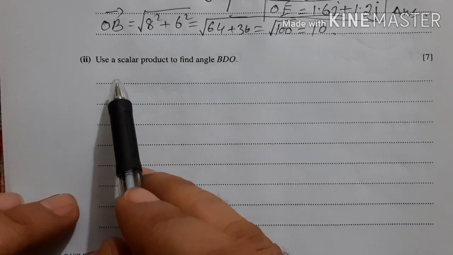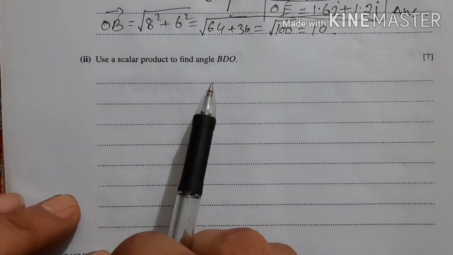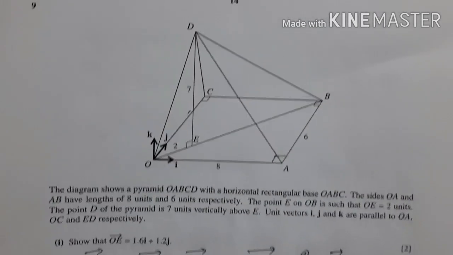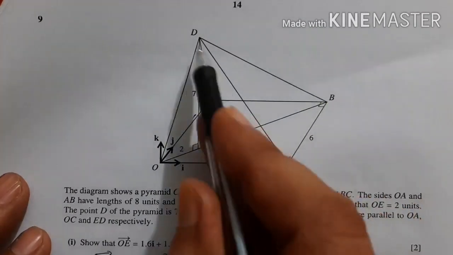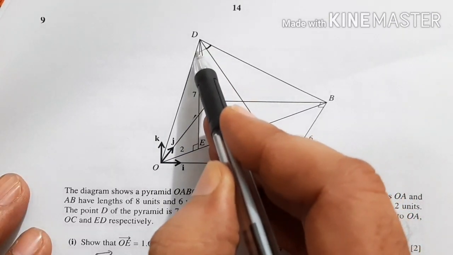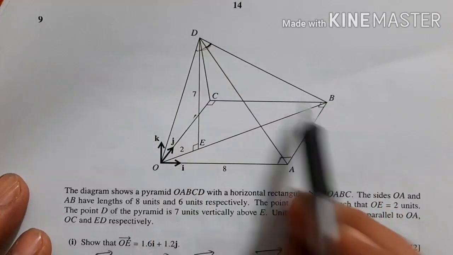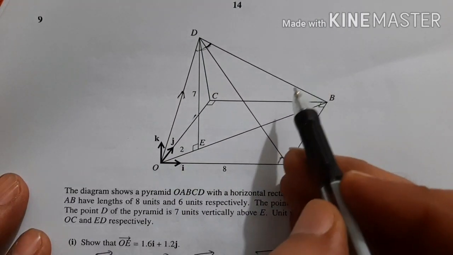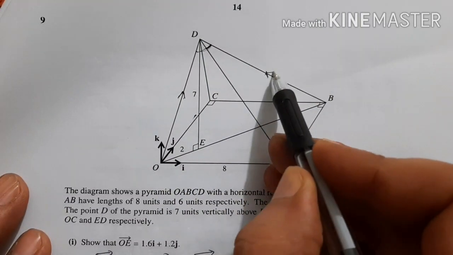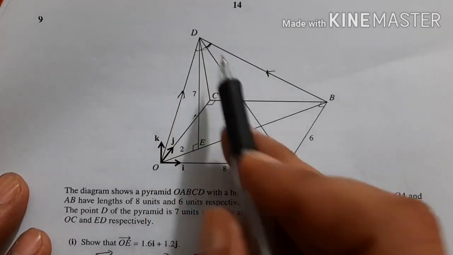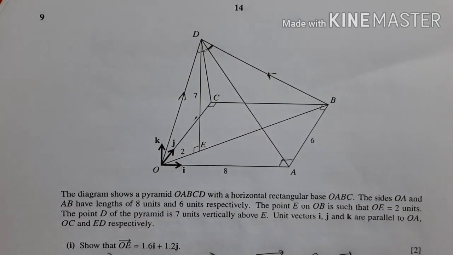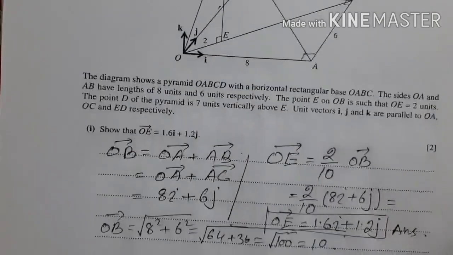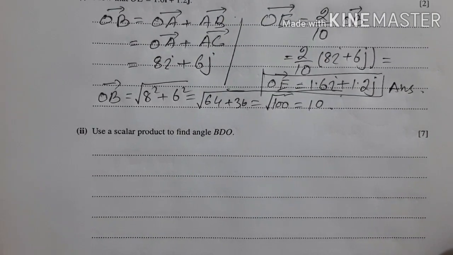Part 2. Use a scalar product to find the angle BDO. If you see the figure, this is the angle BDO. For this we need to find two vectors, OD and BD. When we find these two vectors, then we'll go for the cosine dot product. First of all, we'll find OD.